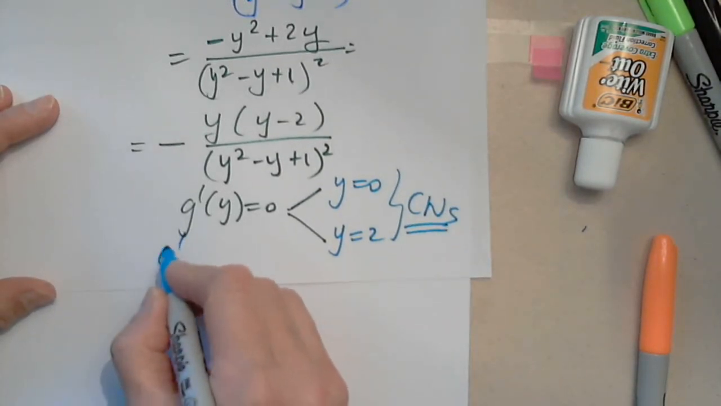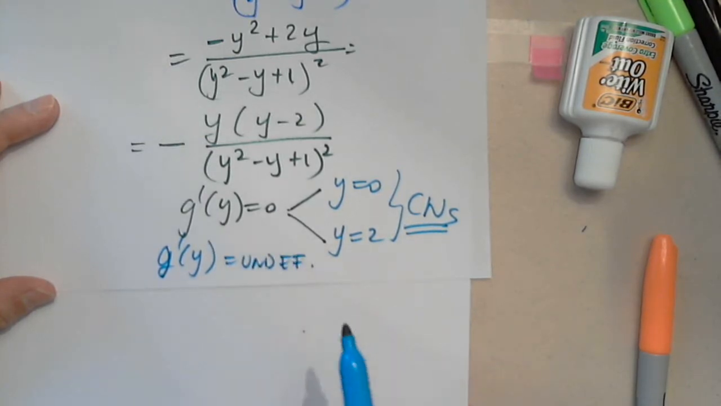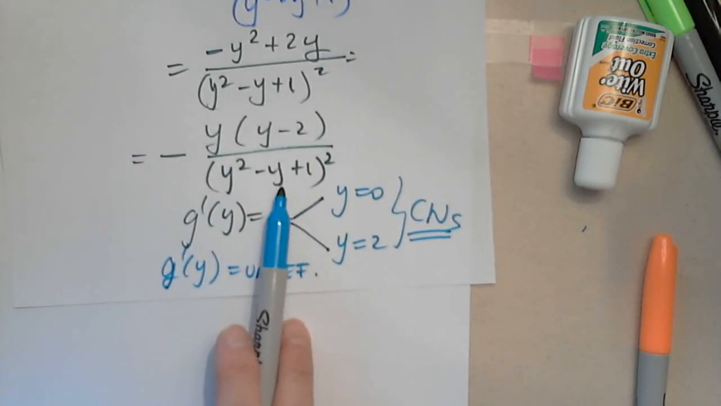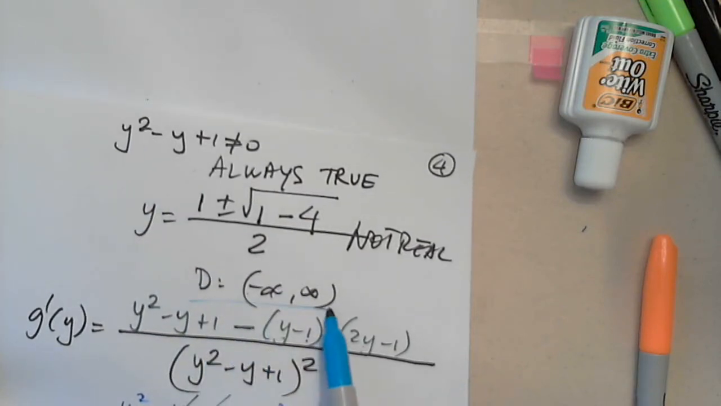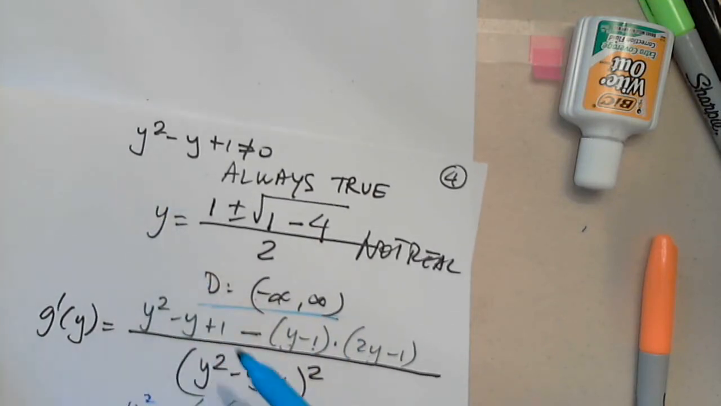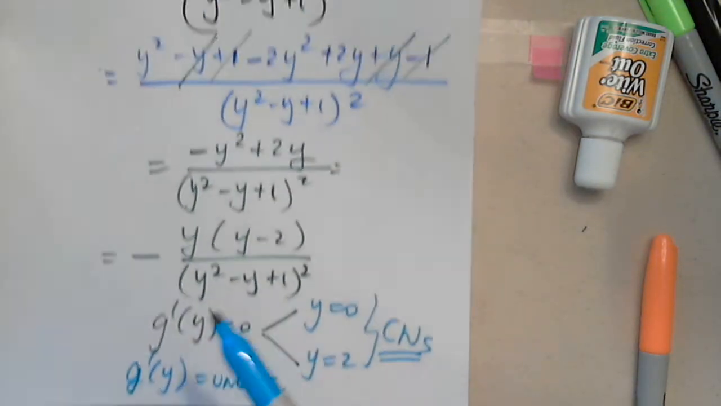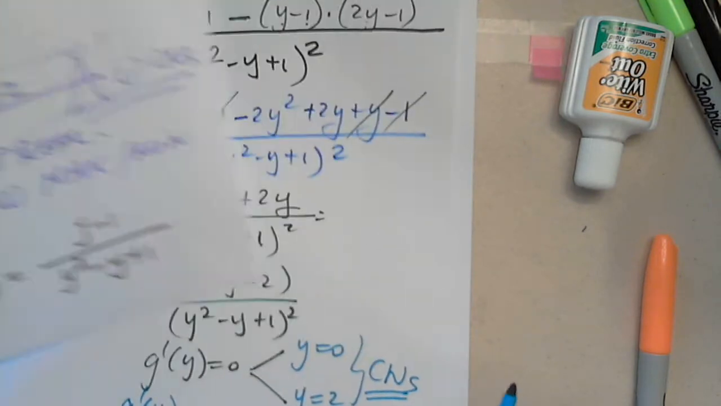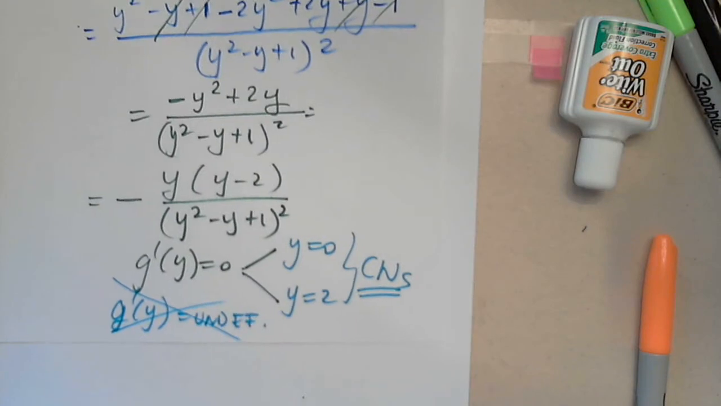Also, I already mentioned this is not going to be the case. This, first of all, doesn't have real solutions. And that's why the domain is all real numbers. And where this is defined all the time, and the function is defined all the time, and therefore there are no critical numbers coming from g prime being undefined.